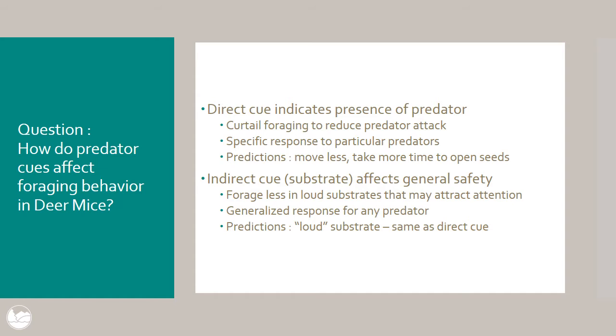And in instances where they have an indirect cue, such as substrate, which might affect general safety, they should forage less in these loud substrates that might attract the attention of a predator that is just happening by, and provide a generalized response for any predator. And so the predictions are that in a loud substrate, you would see similar things to what you see in the direct cue, where the mice would maybe not move less, but move more carefully, and again, increase their handling time so that they make less noise.